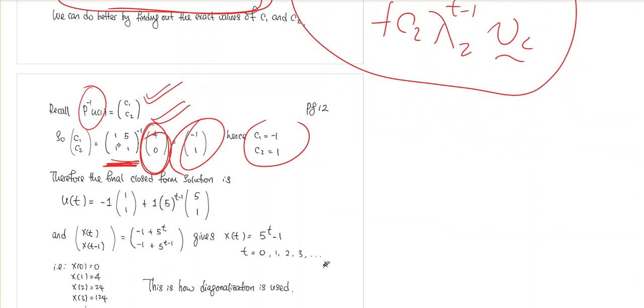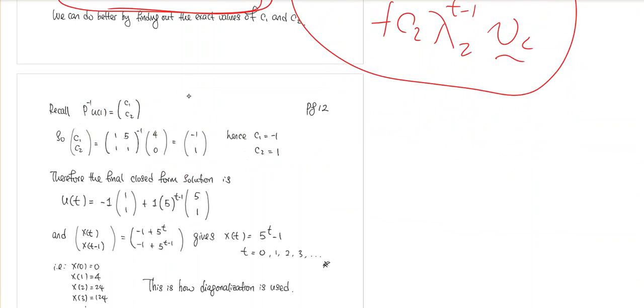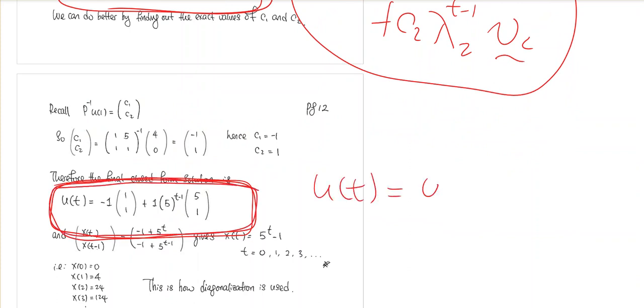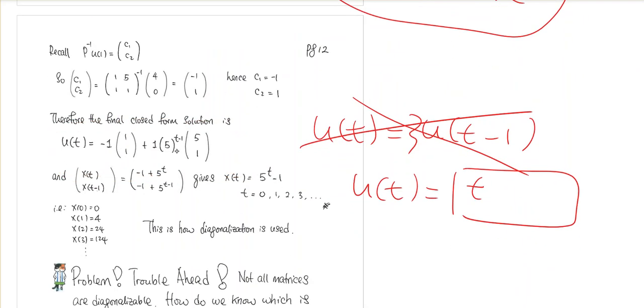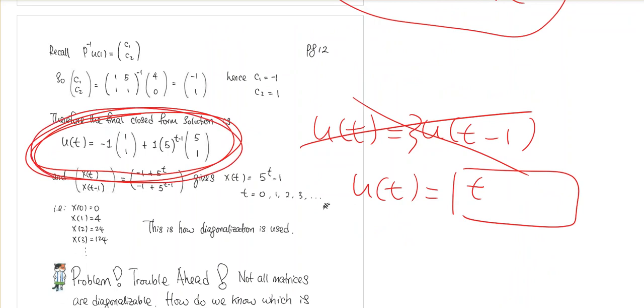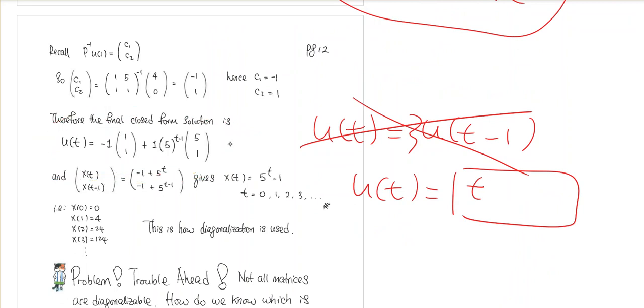So we can finally write a closed formula. This is what we call a closed formula, which is a formula that depends only on t. Ut does not depend on something that is before it or after it. Ut is a formula that depends only on t, as you can see right here. So we have solved the difference equation. This is what it means to be solving the difference equation.